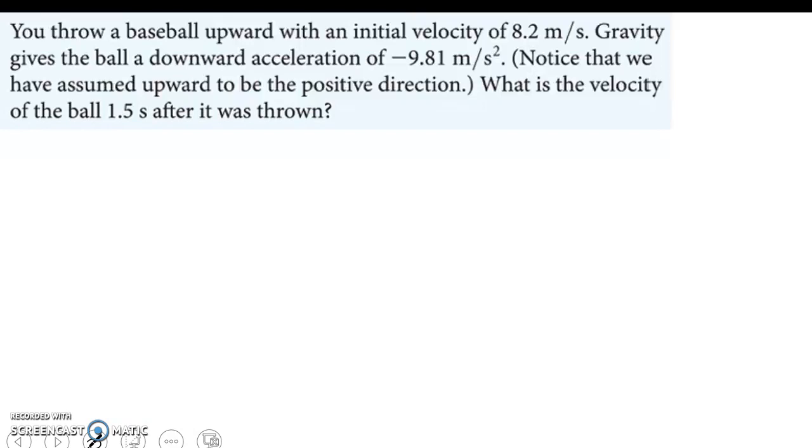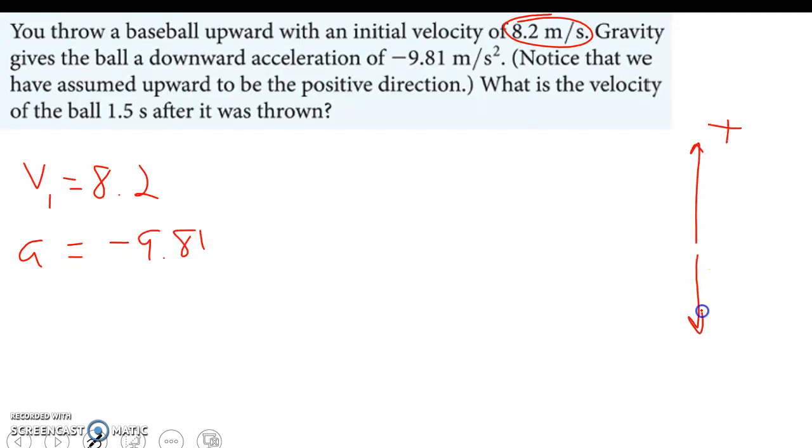So let's take a look at this and how it would work. All right, so we have an initial velocity of 8.2 meters per second. Our acceleration is downward, negative 9.81. Since we're throwing it up and that's positive, gravity pulls us down, it's going to be negative. What's the velocity of the ball? So final velocity after time is 1.5 seconds.